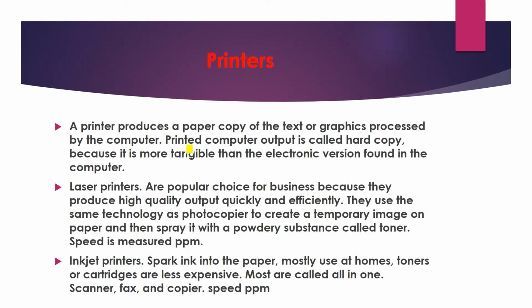And then the printers. A printer produces a paper copy of the text or graphics processed by a computer. Printed computer output is called hard copy because it is more tangible than the electronic version found in the computer. Laser printers are a popular choice for business because they produce high quality output quickly and efficiently. They use the same technology as a photocopier to create a temporary image on paper and then spray it with a powdery substance called toner, and speed is measured in ppm, pages per minute.